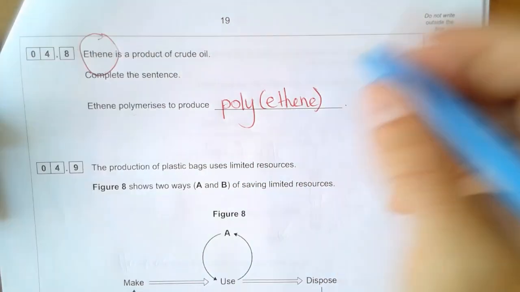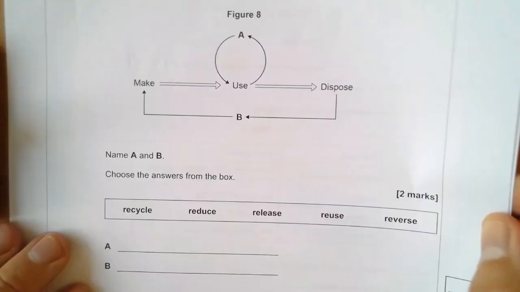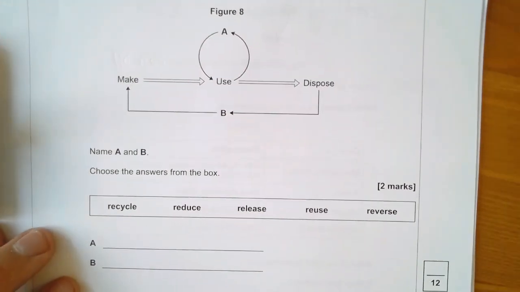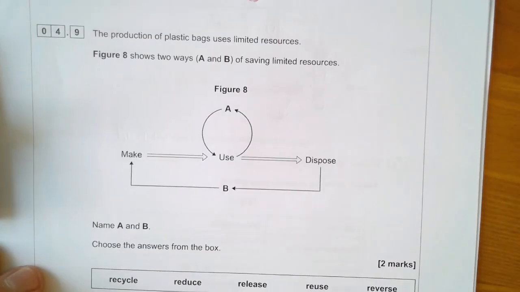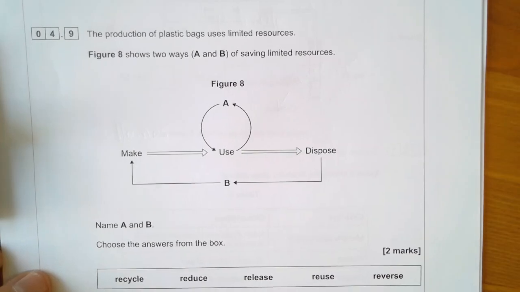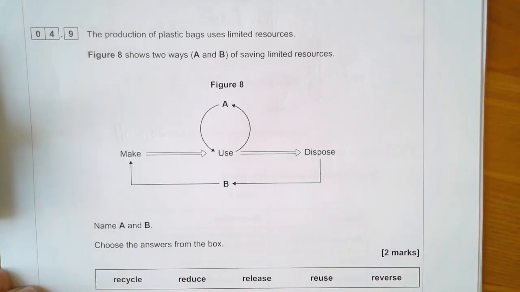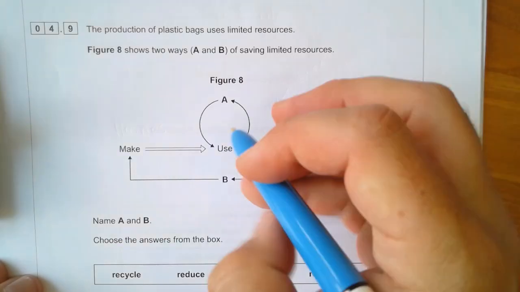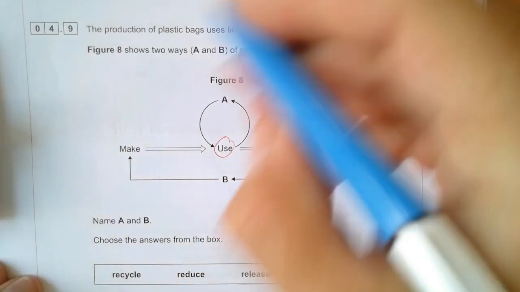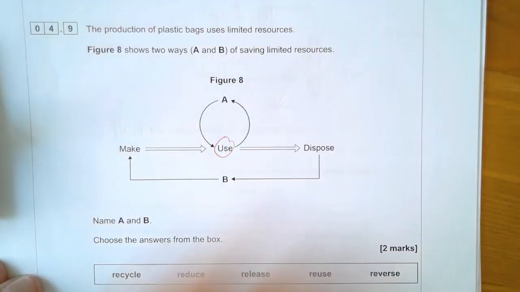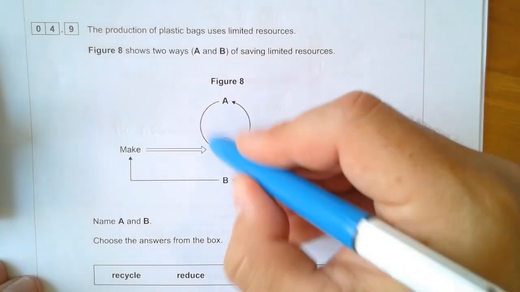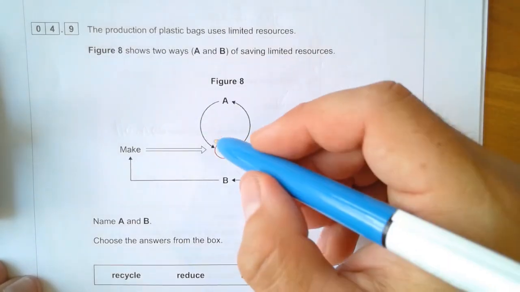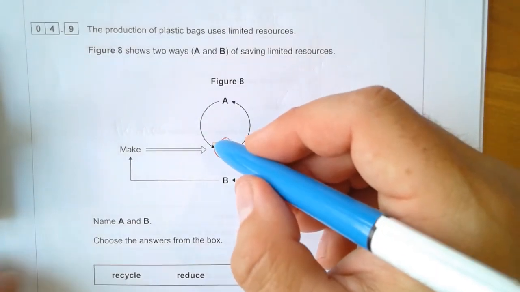4.9, the production of plastic bags. The production of plastic bags uses limited resources. Figure 8 shows 2 ways, A and B, of saving limited resources. So we're going to use our object, and then we can either reuse it. So if you have a bag for life, you're going to continually reuse your bag for life every time you go to the shop, every time you remember to take it. And eventually you can dispose of it.